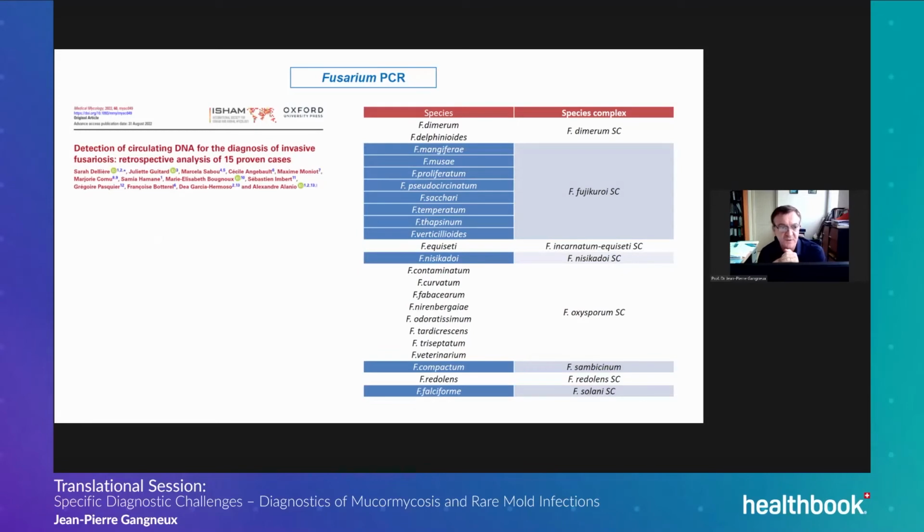Let's see now for Fusarium, and there is a very recent paper from Alexandre Alanio's team in Paris, who worked on the interest of a targeted PCR on blood for Fusarium, and here you can see all the species complexes that were detected, as well as all the species. And what was interesting here, you can see that the burden of the Fusarium DNA was associated with death. So once again, it is not only a diagnostic tool, but also a prognosis tool.